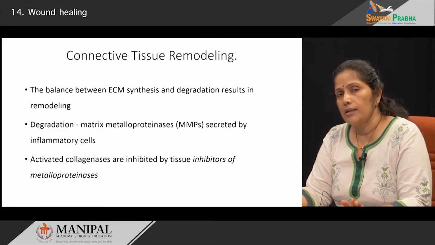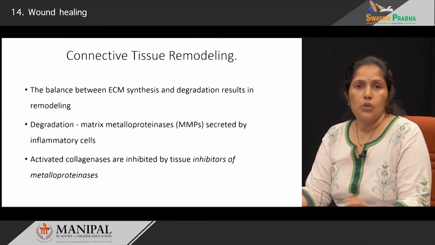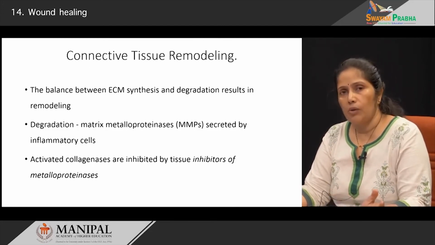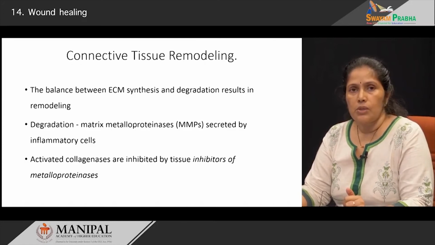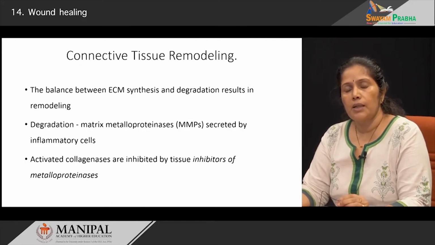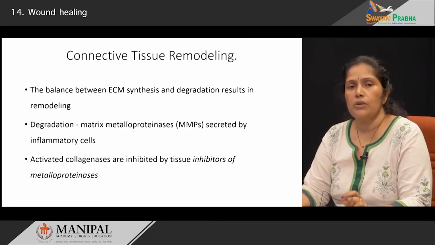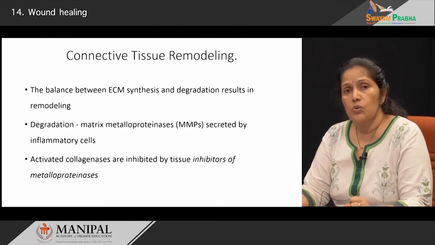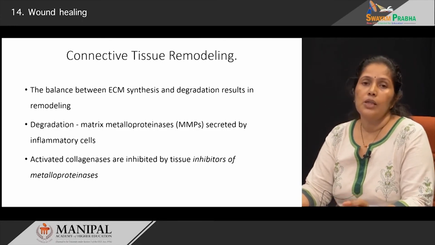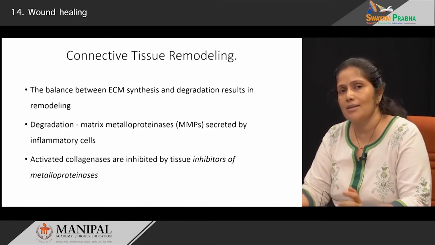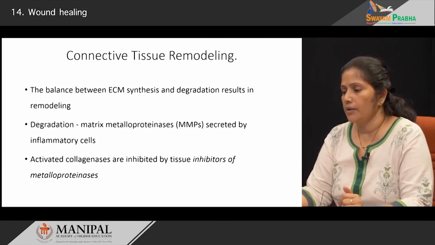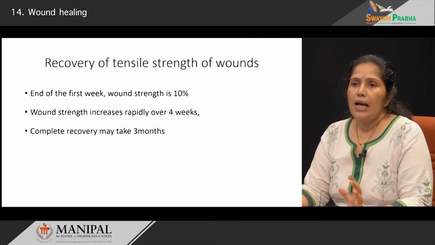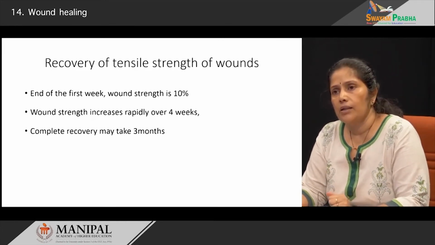Now, once remodeling is achieved, do you think that the tissue becomes perfectly normal? All of us would have had injuries at some point of time. Does the functioning of your tissue become like your normal tissue within 2 weeks or 3 weeks? Just think about it. Usually not. Most of us would have fallen down and injured ourselves. Some of us must be having scars on our bodies. So, it is good to think back and see whether these tissues achieve the total normal architecture. So, let us look at what happens to the recovery of the tensile strength of our wounds.